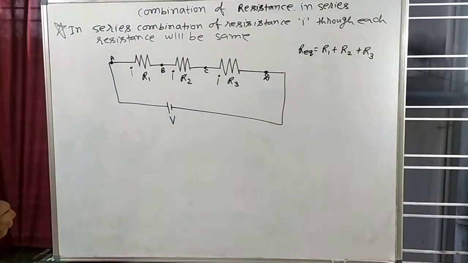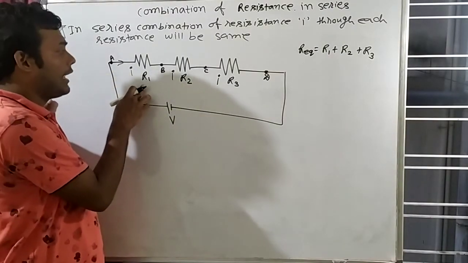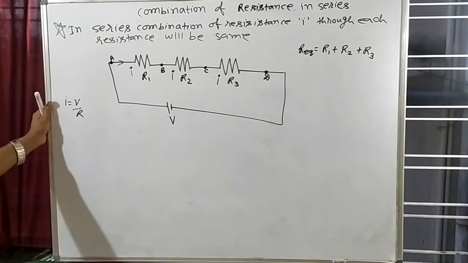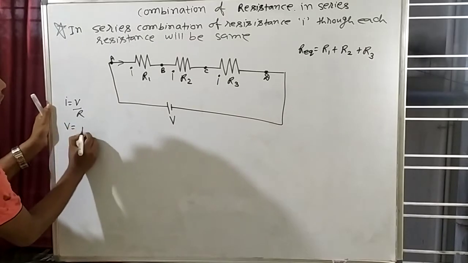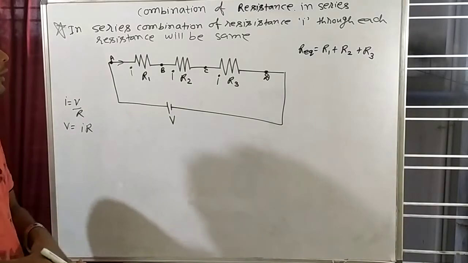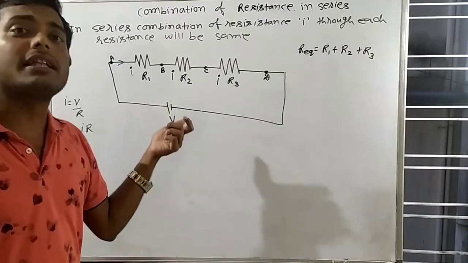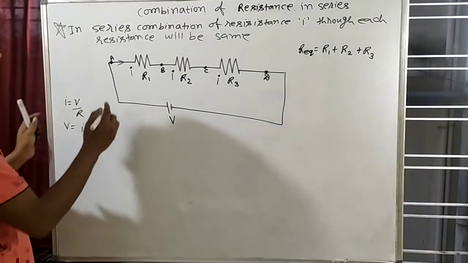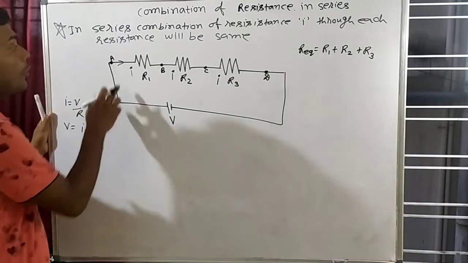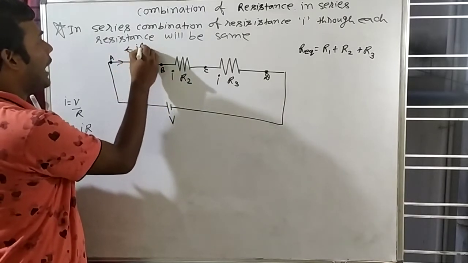Now one more thing. Here, how much current is flowing? I. And what is the resistance? R1. So what is Ohm's law? Ohm's law is I is equal to V by R. So V will be equal to I into R. Potential difference is equal to current into resistance. If I ask you what is the potential difference across the R1 resistance, that means across the first resistance, what will be the answer? For finding potential difference, we have to multiply current and resistance. Here current is I, resistance is R1. So the potential difference here will be I R1.